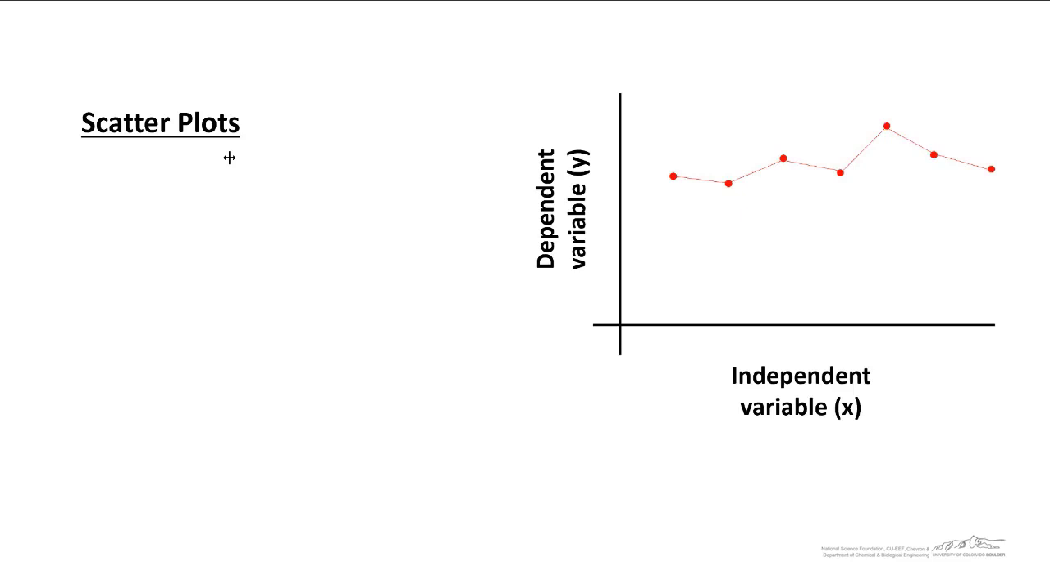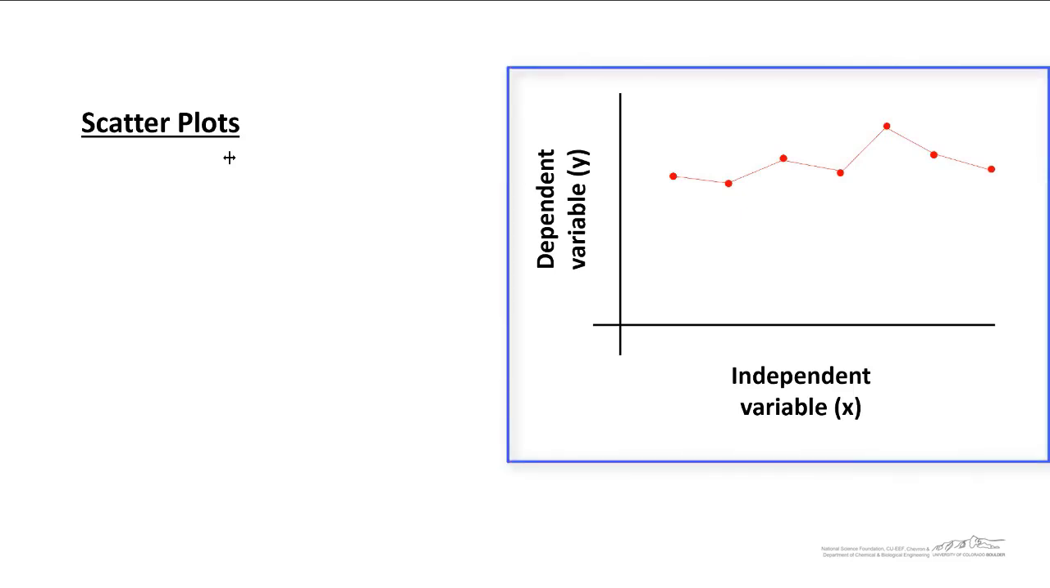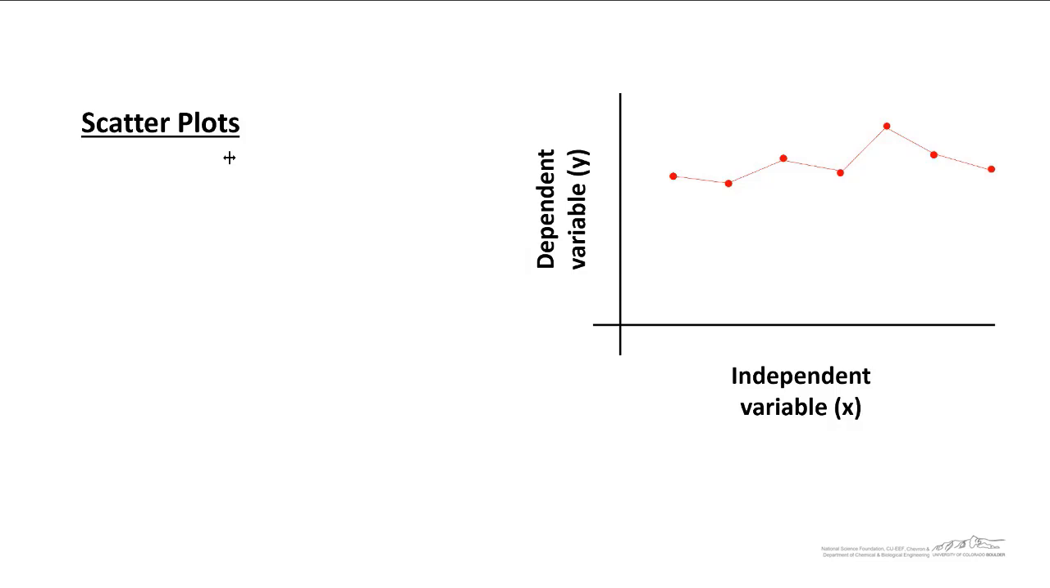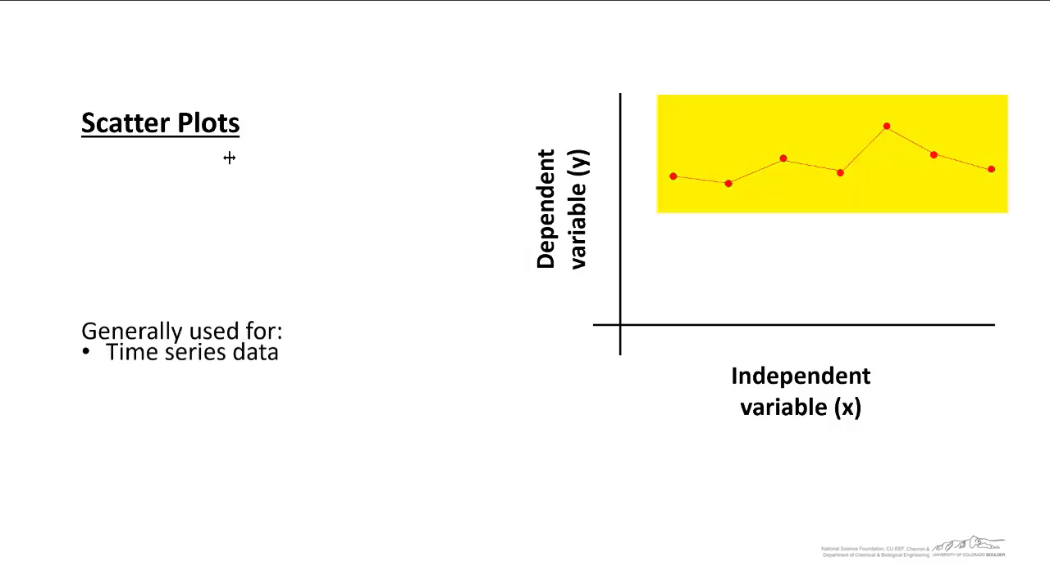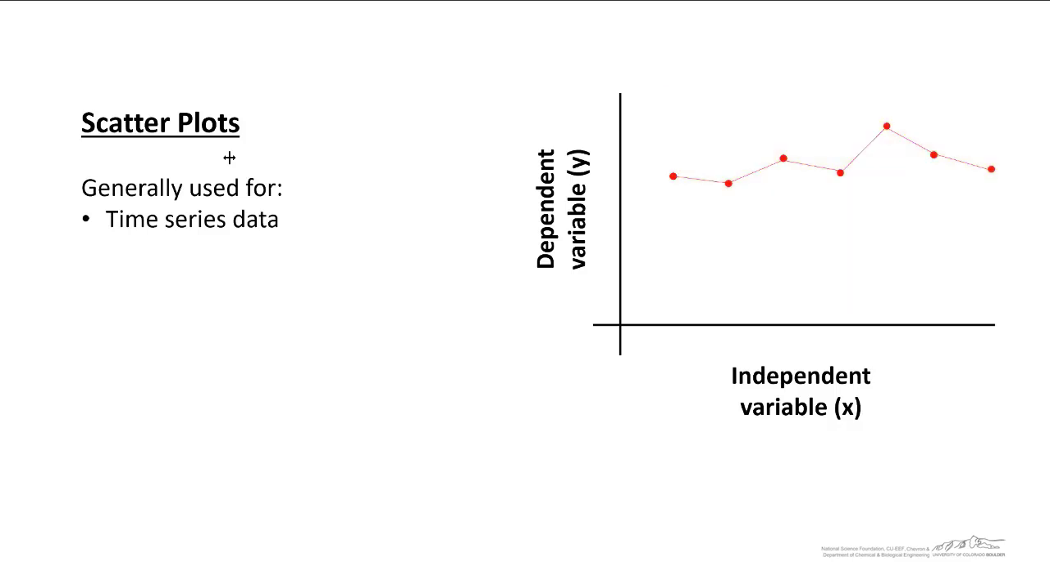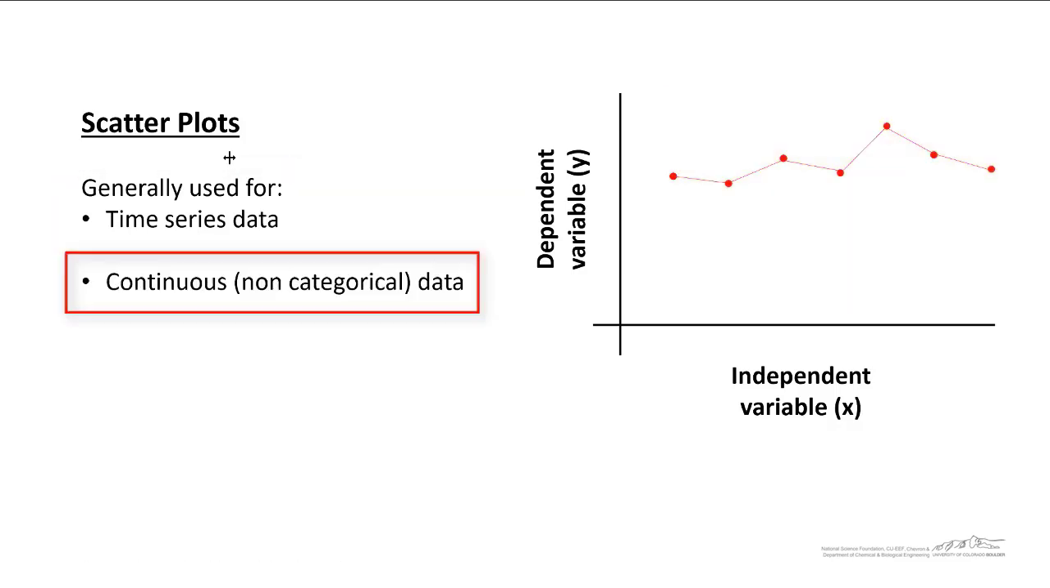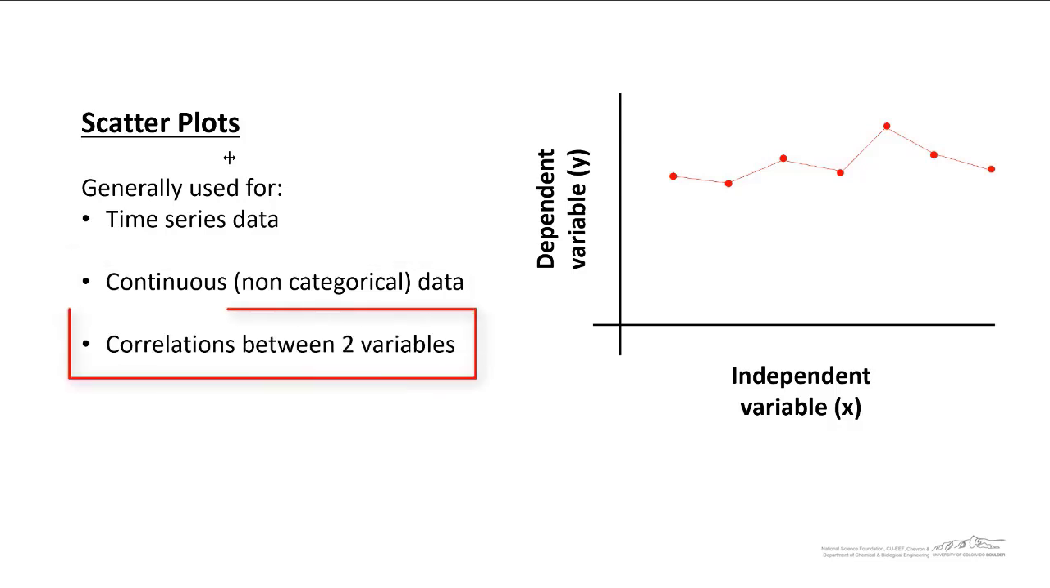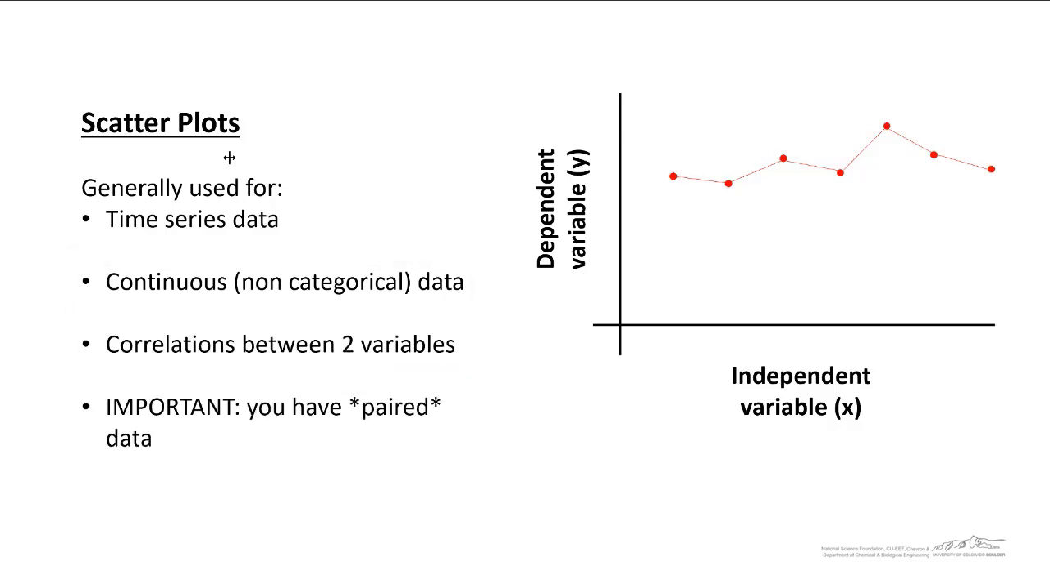A scatter plot, you essentially have a dependent variable on one axis, an independent variable on the other axis, and you're plotting pairs of data. So each of these red dots is a pair of data. This is generally used for time series data, continuous or non-categorical data, and you can show correlations between 2 variables. And again, the important thing is that you have paired data.